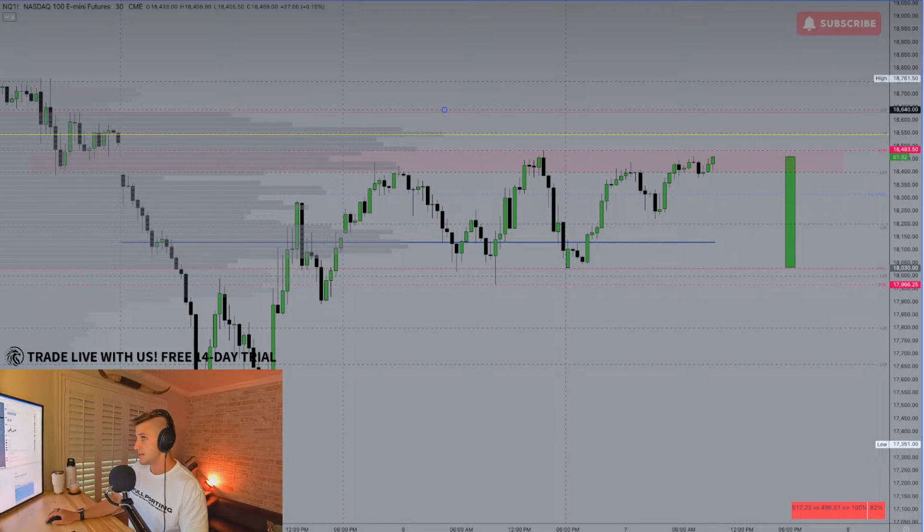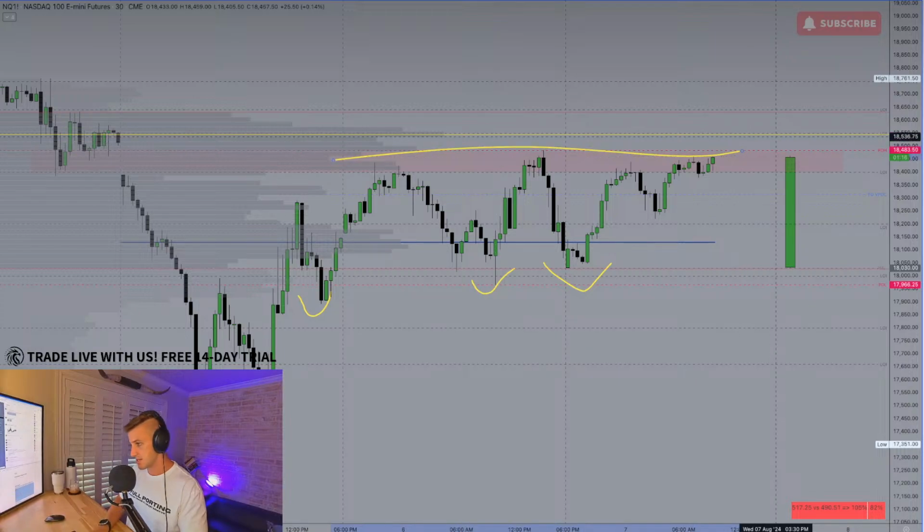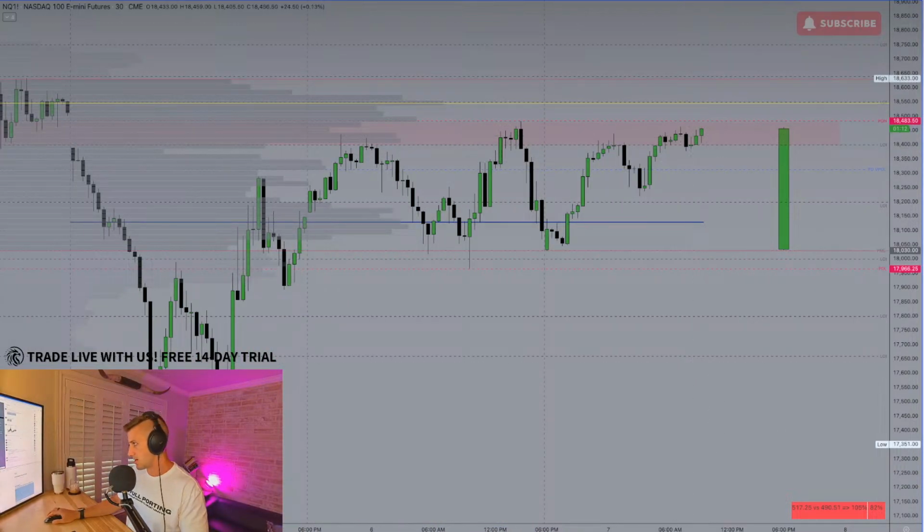I want to see how that early morning structure develops. It is notable that buyers stepped in during the overnight session, right? So we definitely have a tighter structure developing here into this area of resistance. A breakout is possible. So we'll see if we get that this morning. We got the open in about 1 minute.